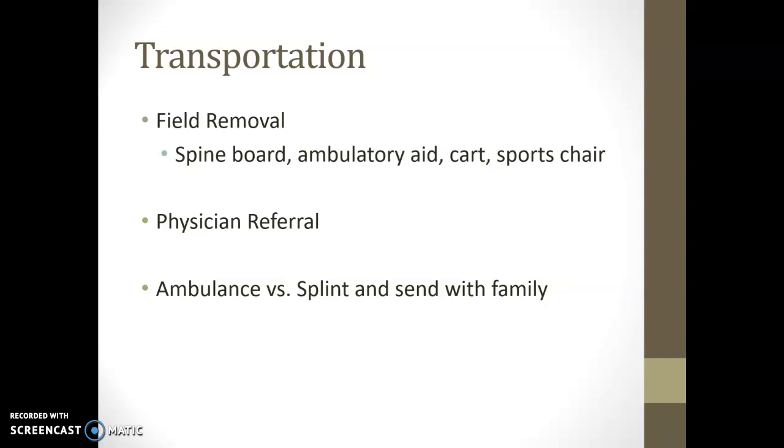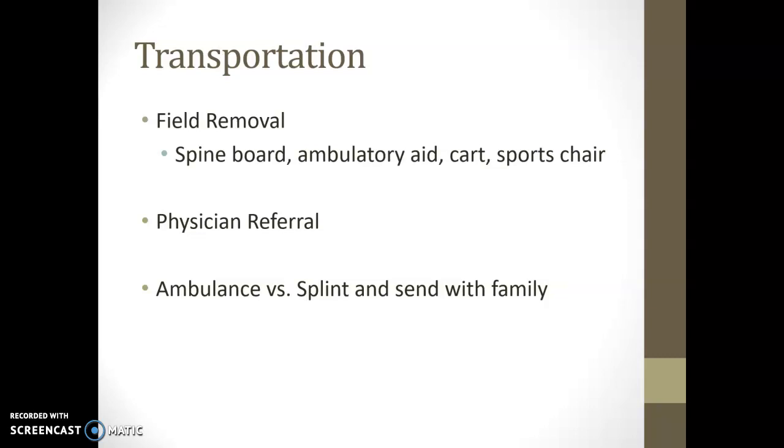We also have things like ambulatory aids like carts, a sports chair, which is like a wheelchair that can go over rough terrain. We have a large sports medicine cart on our campus where someone can fully lay down on the back so we can drive it out to the field if need be, transport them safely, and then drive them off. We will always refer to a physician.